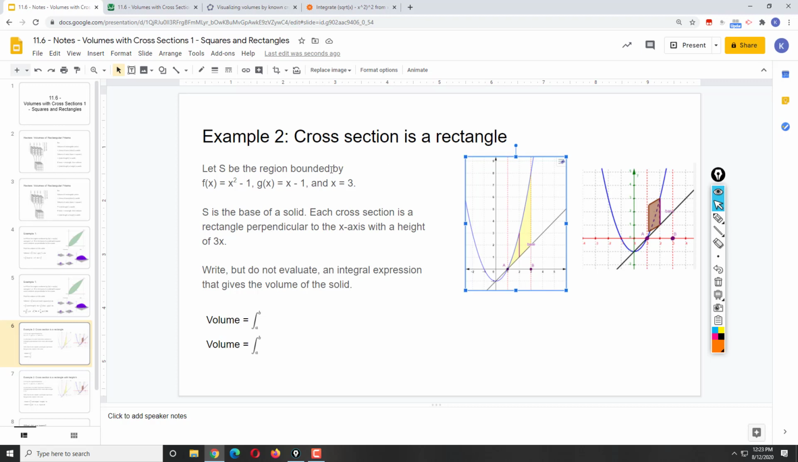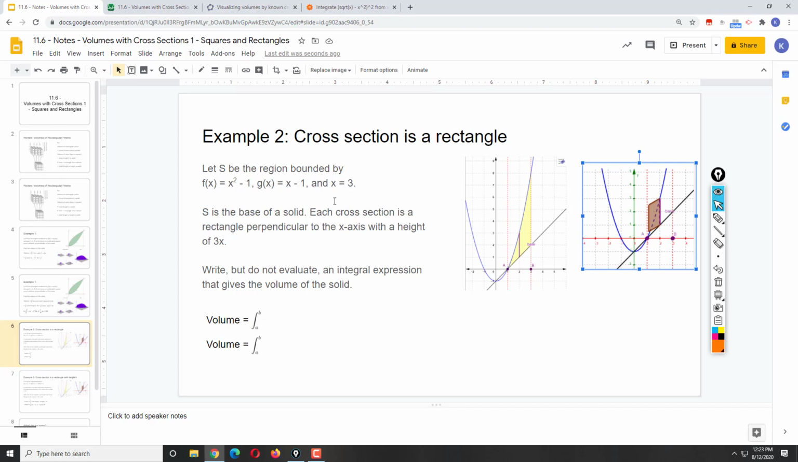S is the base of a solid. Each cross-section is a rectangle perpendicular to the x-axis with a height of 3x. So given any of these lines, our cross-section is a rectangle that looks like this. Write, but do not evaluate, an integral expression that gives the volume of the solid. So here, all we have to do is write the integral. We don't have to calculate.